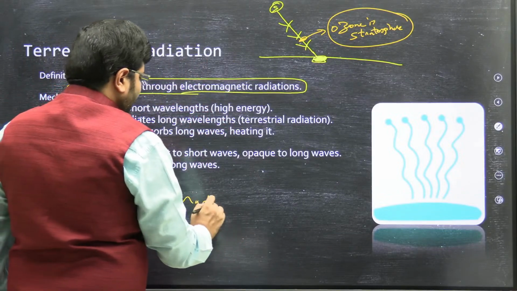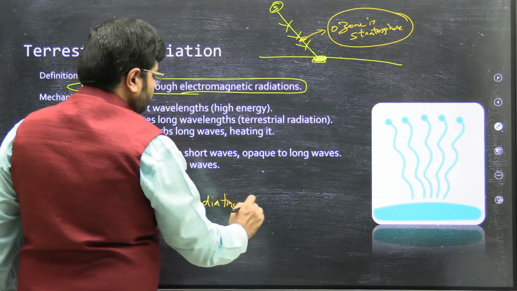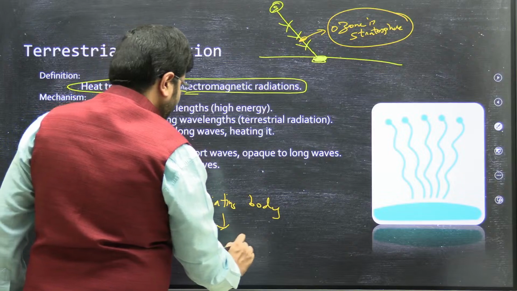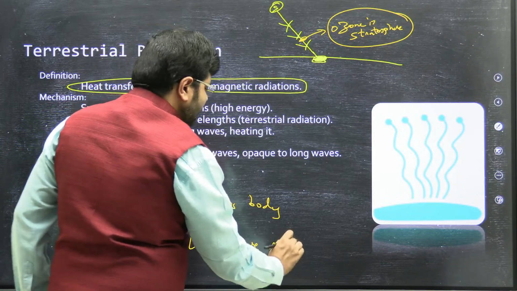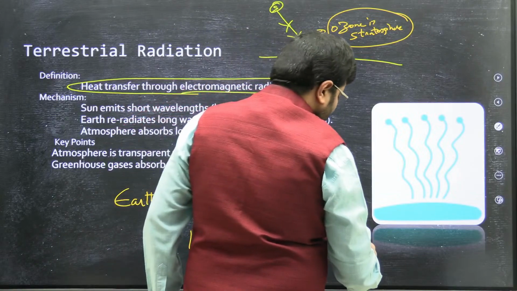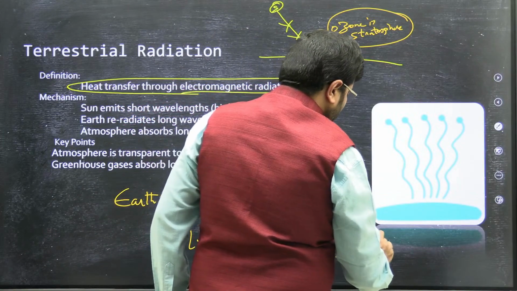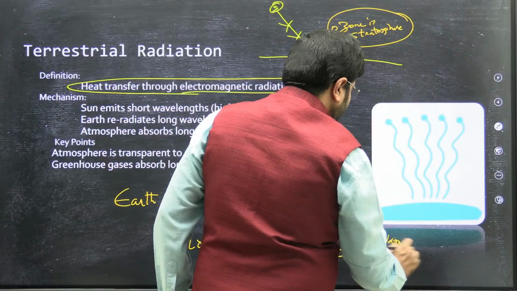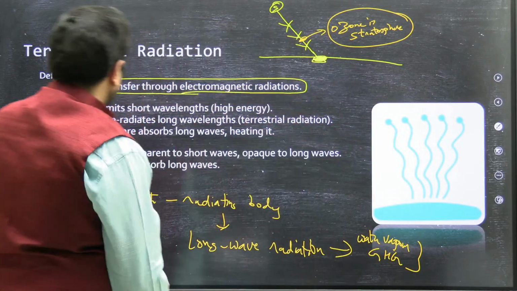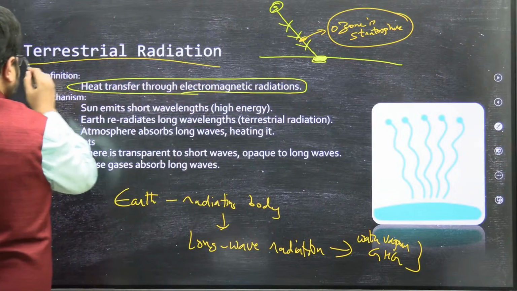Earth acts as a radiating body, and that is where it reflects the long wave radiation. And this long wave radiation is the one which is absorbed by agents like water vapor, greenhouse gases, and all those kinds of things. This is what we call terrestrial radiation.